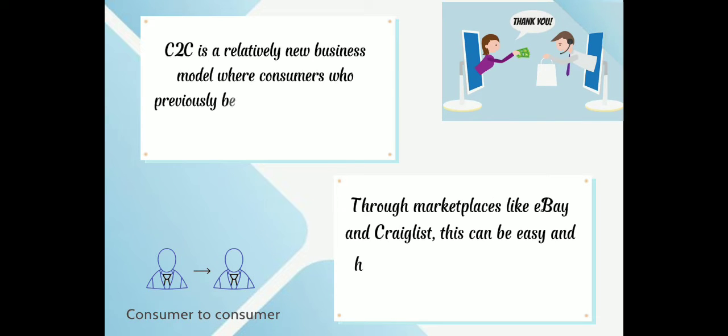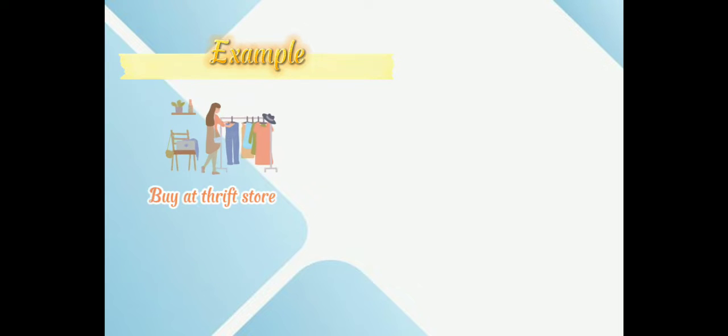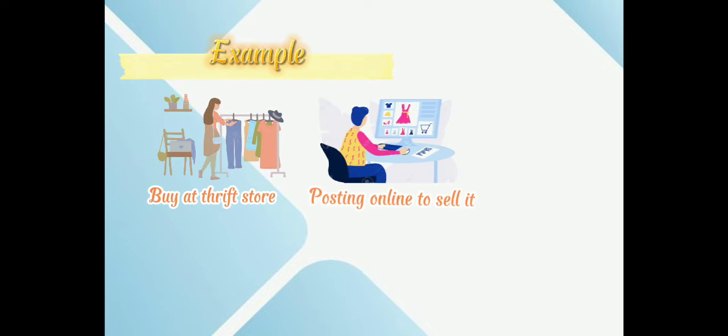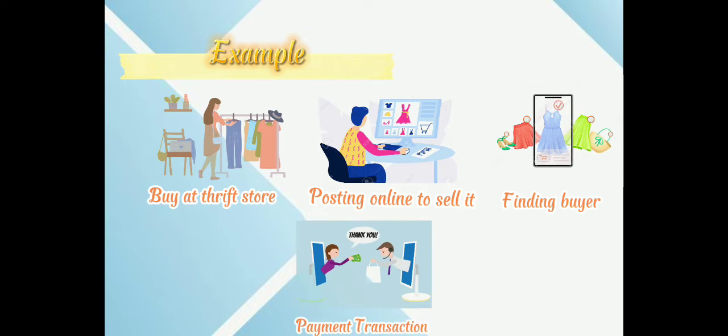Consumer to consumer. C2C is a relatively new business model where consumers who previously bought something seek to resell this item to another consumer. Through marketplaces like eBay and Craigslist, this can be easy and quite lucrative, selling items that you no longer have a use for. Example, when you buy at a thrift store, then post it online to sell it, to find a buyer, and you have a payment transaction.